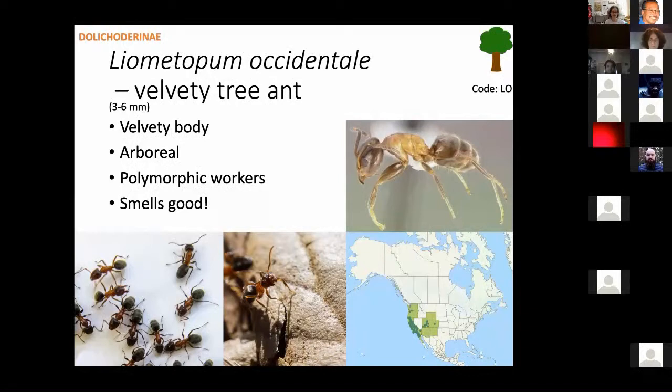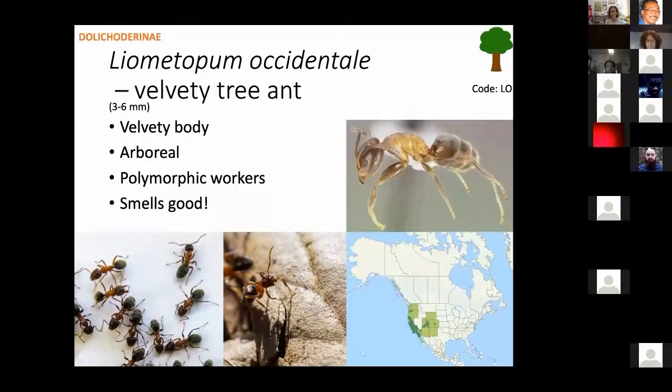So they're related to the Tapinoma, to the odorous house ant, which means that they also smell great. They smell kind of sweet. Again, for an ant, some people might get disappointed, but for an ant, they smell good. They don't have a sting, so that's why they smell. That's their way to defend themselves.